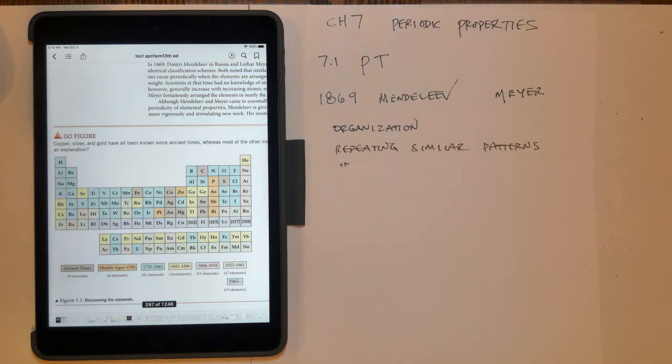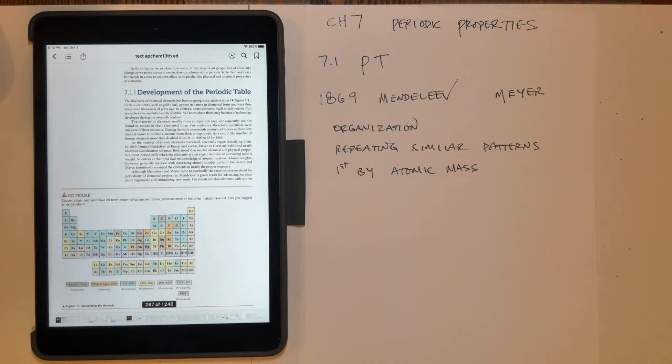So the organization was first recognized by these two and others by the similar patterns of their reactivity and how they acted. So species like lithium, sodium, potassium, rubidium, and cesium were known to all react with water, and that was one of the similar patterns that made them be in the same group or family. And originally, when they went left to right, top to bottom, they ordered them by atomic mass or atomic weight.